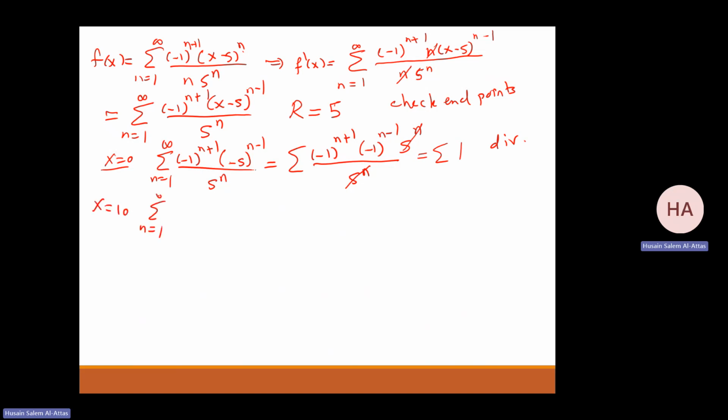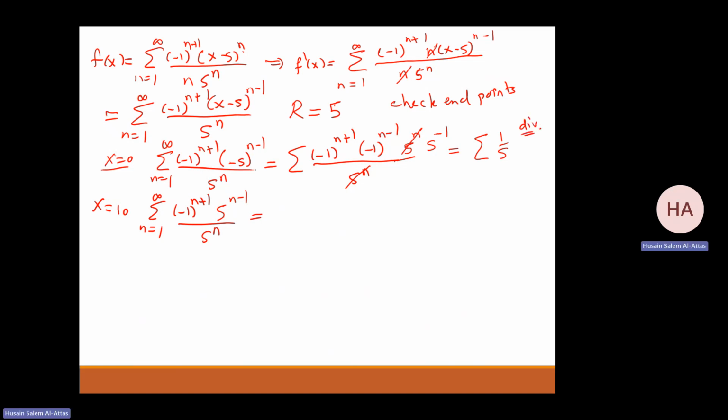Now x equals 10. I have the summation from n equals 1 to infinity of minus 1 to the power n plus 1 times 10 minus 5, which is 5 to the power n minus 1, over 5 to the power n. Sorry, this is 5 to the power n times 5 to the power minus 1 over 5 to the power n. Okay, so this is cancelled. This is 1. So I have the summation of 1 over 5, which still diverges.